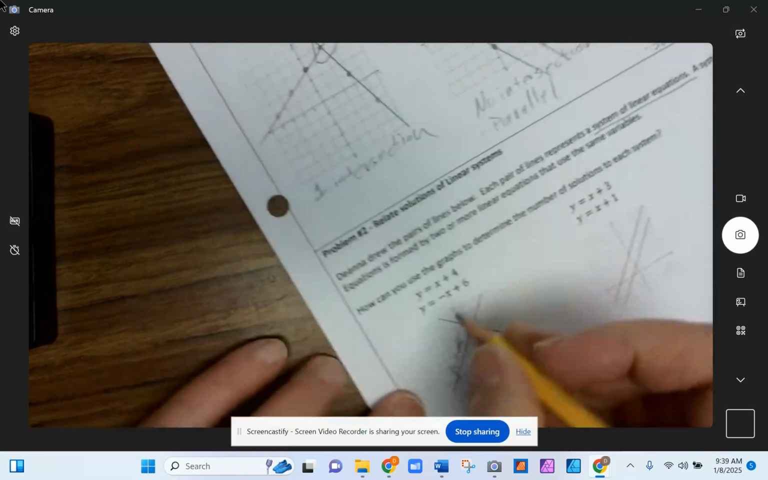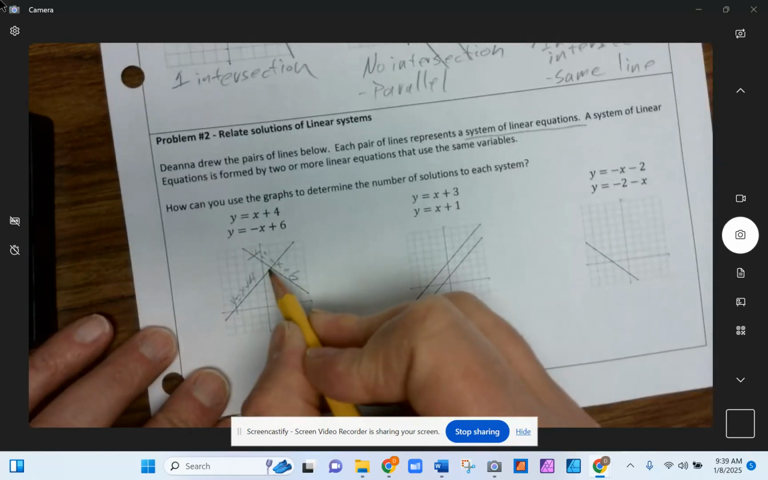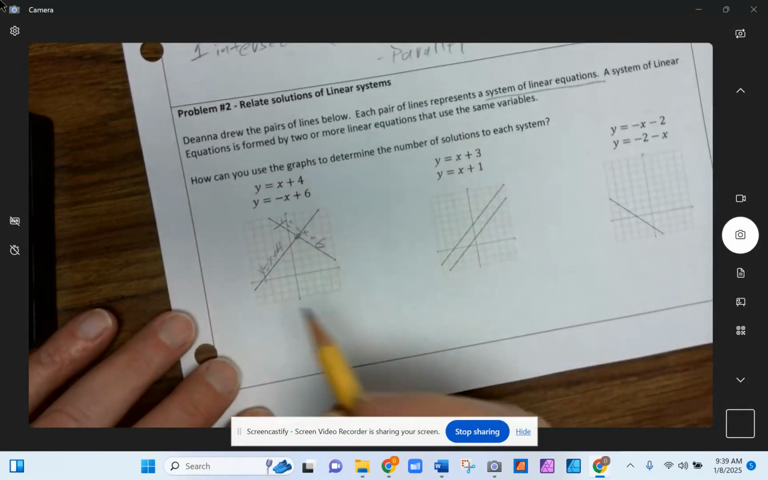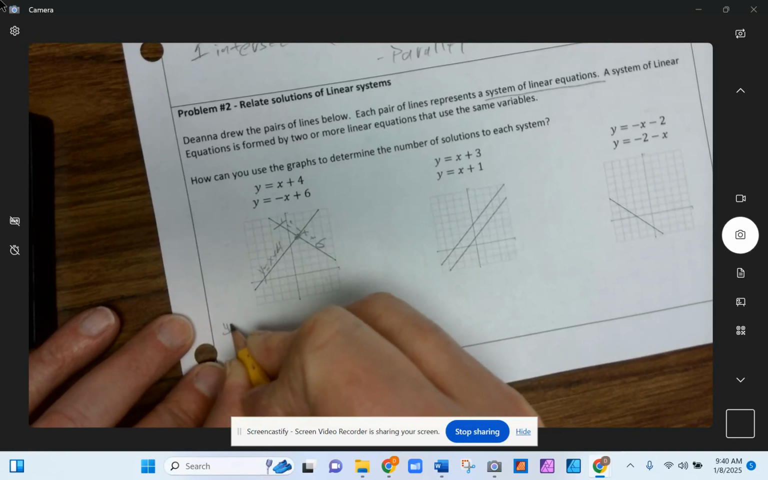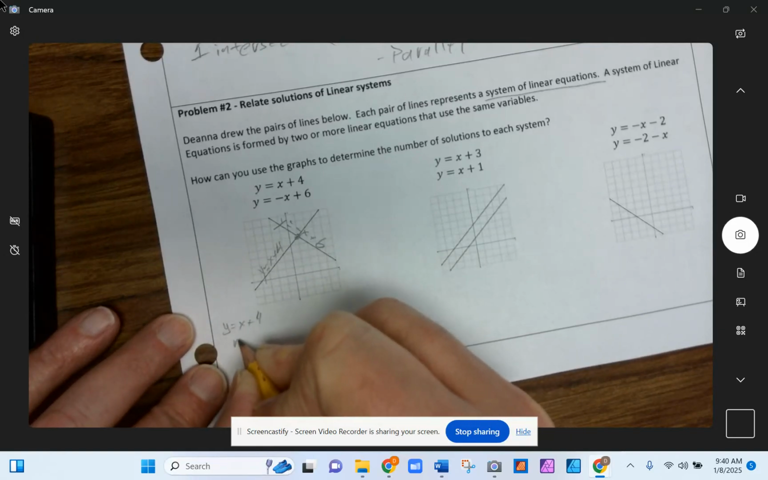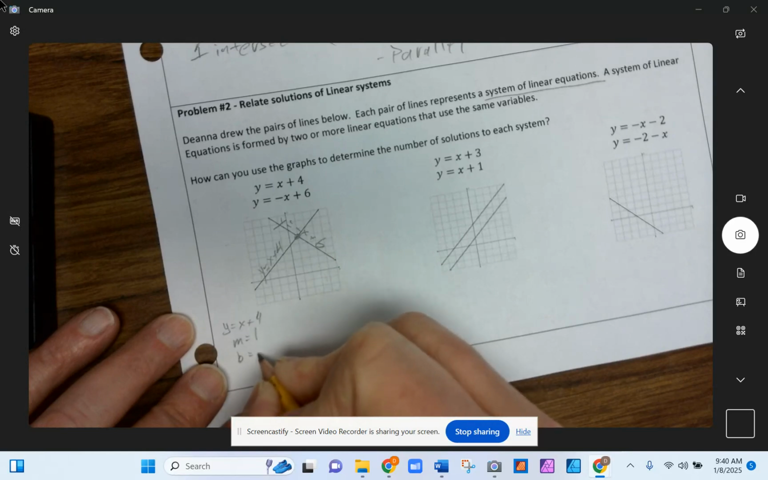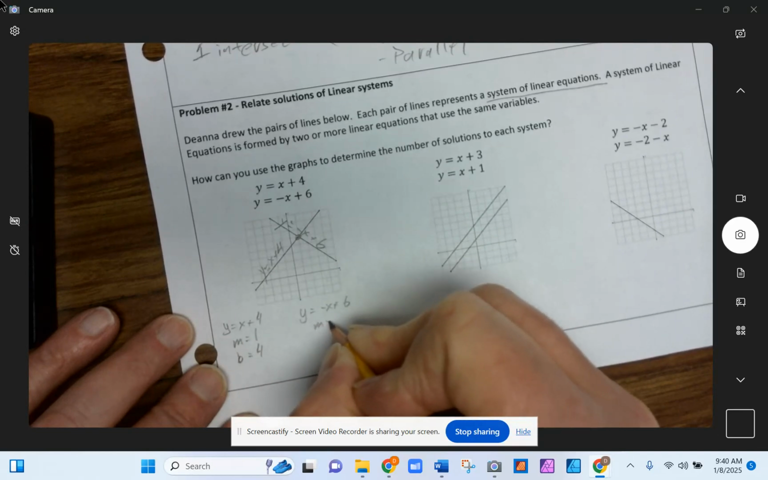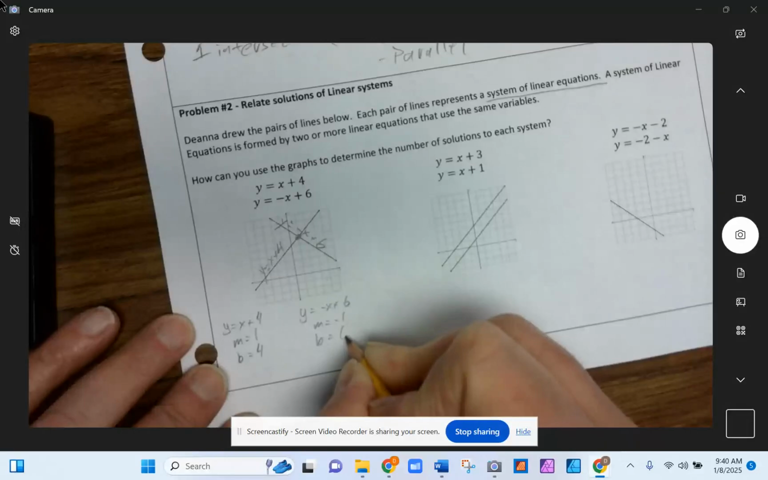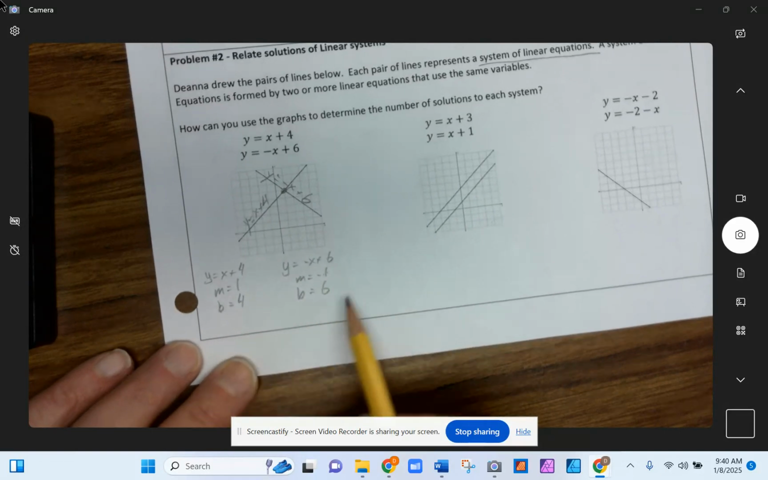Okay, and then we have negative x plus 6. All right, and so what we've got here, we have one solution, and we can see that they have different slopes. So let's do y equals x plus 4 right here. We have a slope of 1, and we have a y-intercept of 4. Okay, and then for y equals negative x plus 6, we have a slope of negative 1, and we have a y-intercept of 6, right? So we can see that we have different slopes here and different y-intercepts.